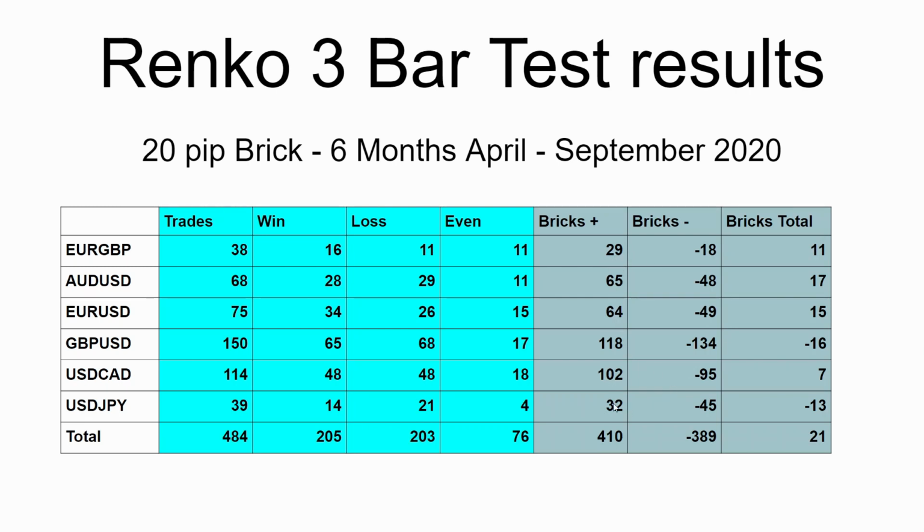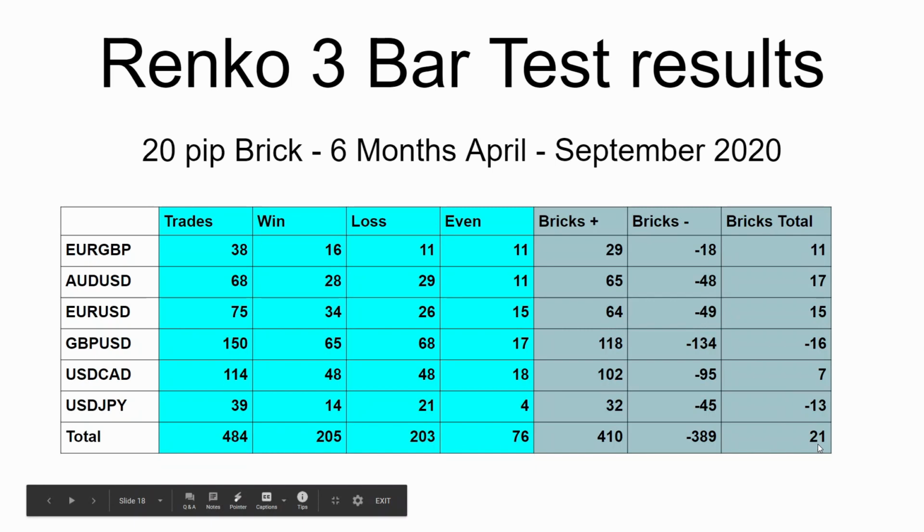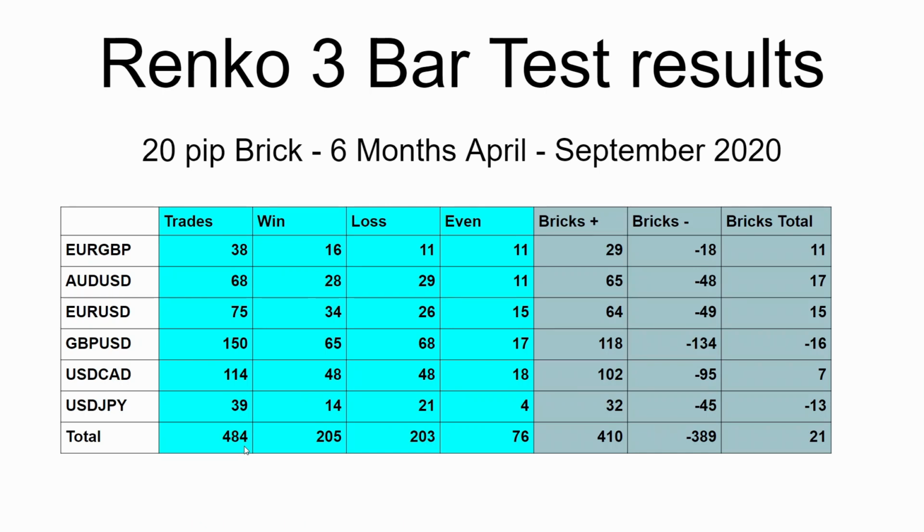And by the time you take into account that with each trade there is going to be possibly a 1 pip associated with costs and spread, then if I look at the total across all of these, I was in total by a profit of 21 bricks, and these are 20 pip bricks, so that's 420 pips profit. But I made 484 trades, and if each one of those trades is costing me 1 pip, then I'm at best breaking even on the 6 months.